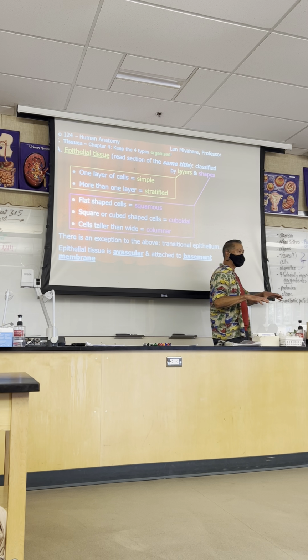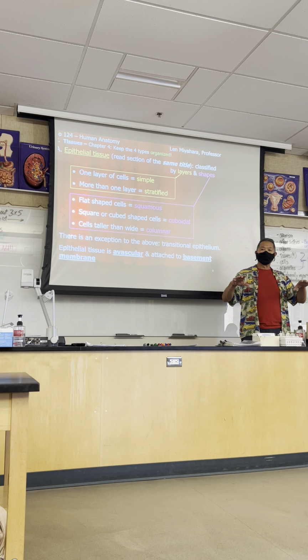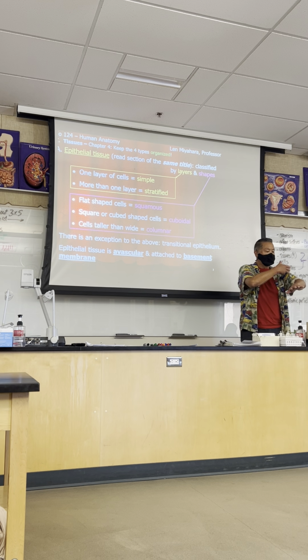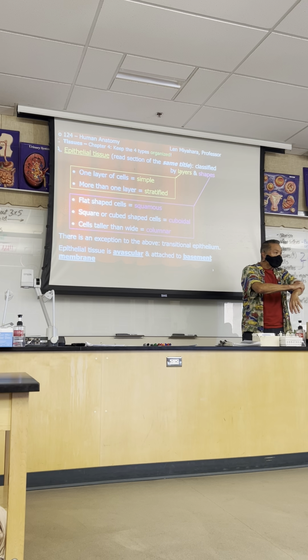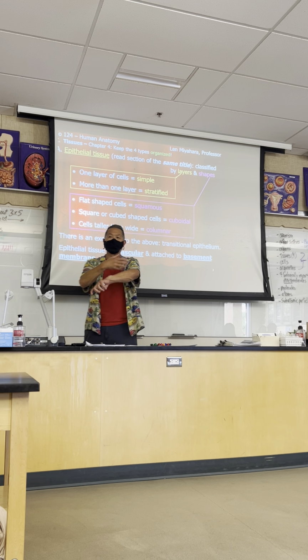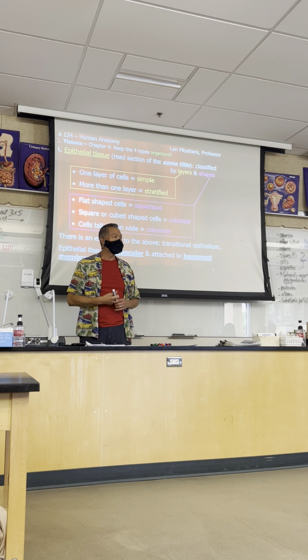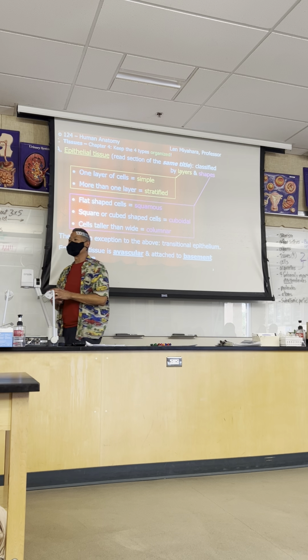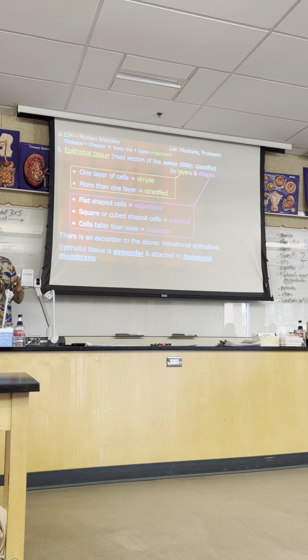It is stuck to a basement membrane on one side, and on the other side is nothing, like this, because this is lining the outside of my body. It's stuck on the inside to the basement membrane, and out here there's nothing. We call this nothing the free surface. Now, if you're lining stuff on the outside, you'll see the free surface. If you're lining stuff on the inside, like the inside of a tube, the hole in the tube is the free surface. Are we clear?